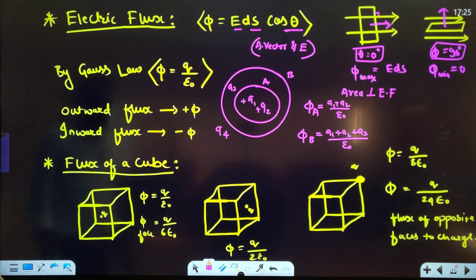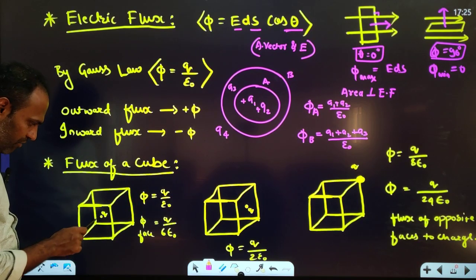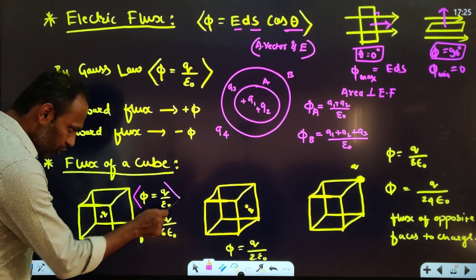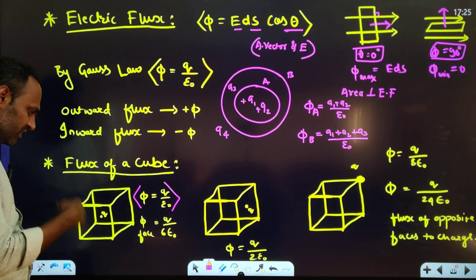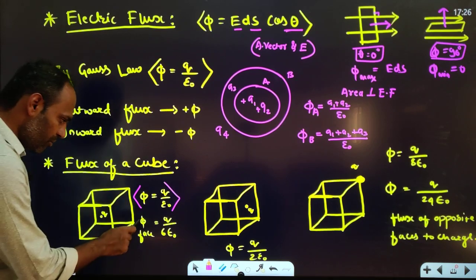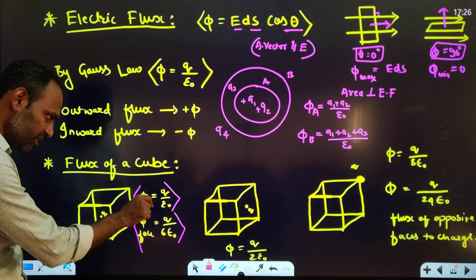Okay, one more important concept is here, flux of a cube. See, this is the cube and we have kept a charge at the center of the cube. So how much will be the flux of that cube now? Q by epsilon naught. How many faces are there for that cube? 6 faces are there. So flux of each face of the cube will be equal to Q by 6 epsilon naught. That is, you must divide by 6.